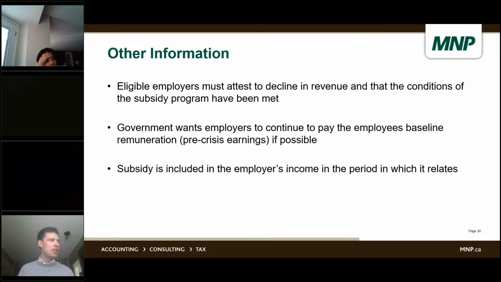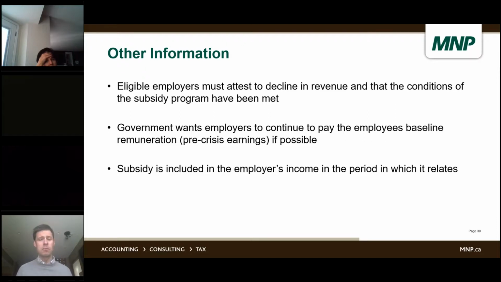There's going to be an attestation in this application. Your accountants aren't going to be able to do it on your behalf, even if they are able to access your account through the represent a client function in CRA's website. You're going to have to do it yourself, the business owner or management. And of course, government does want employers to continue paying the baseline remuneration if at all possible.